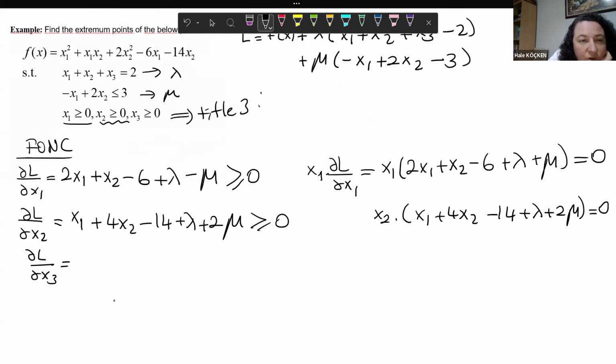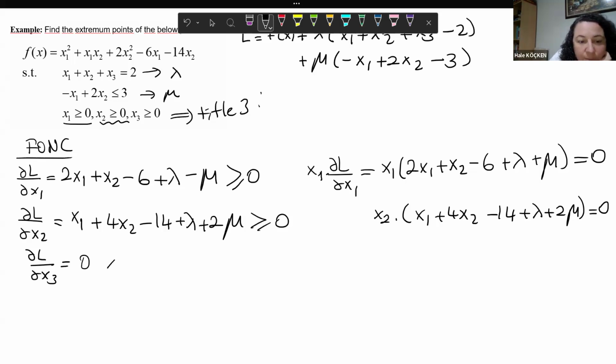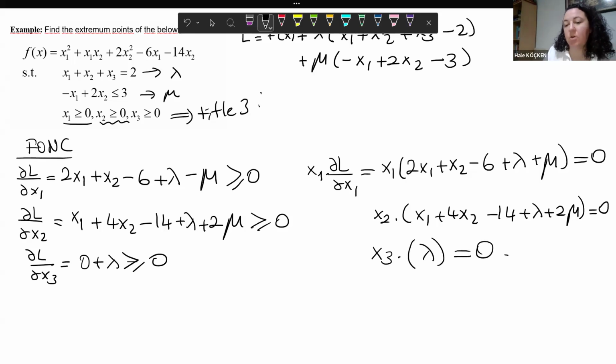Oh, our objective function doesn't include any x3. It's interesting. 0 from the objective function. And what about the constraint? It is lambda. Just lambda. Lambda greater than or equal to 0. x3 times lambda is 0.